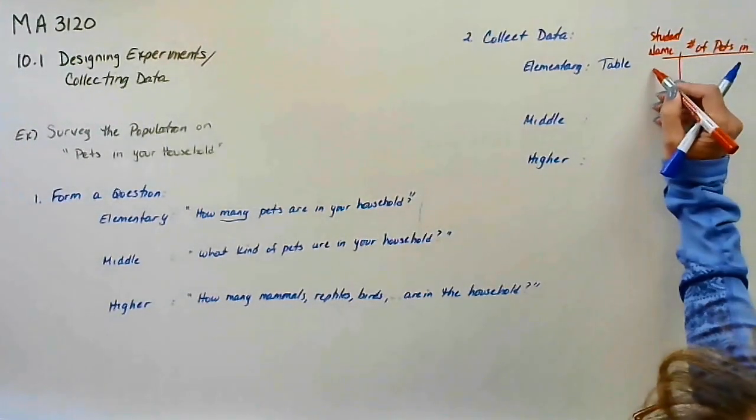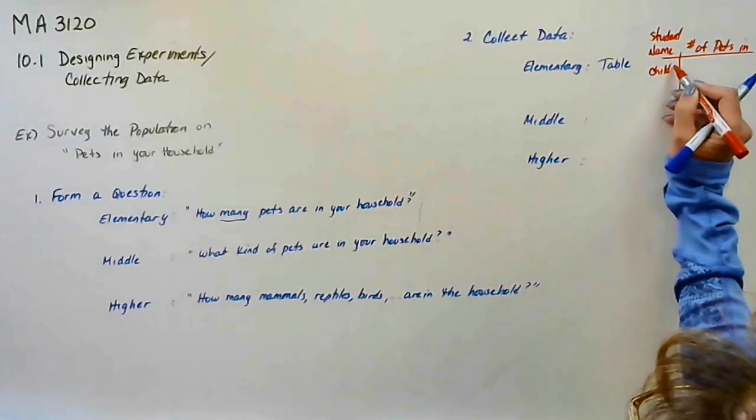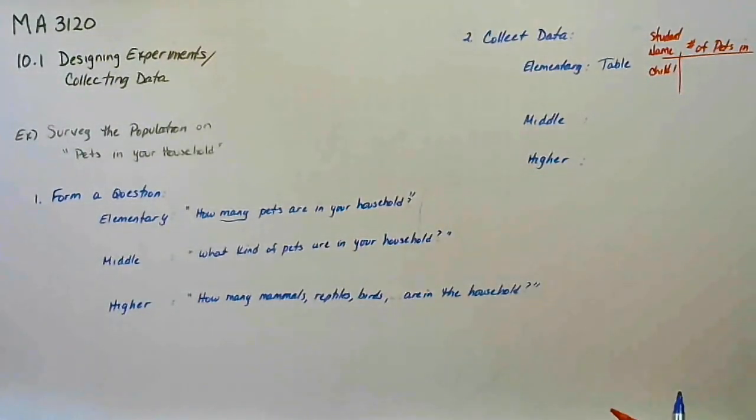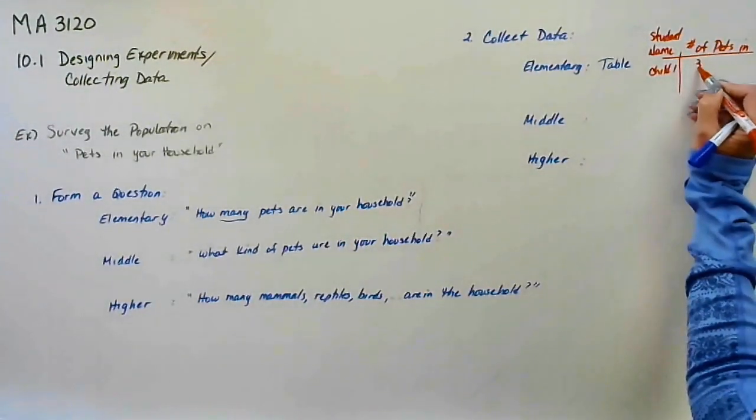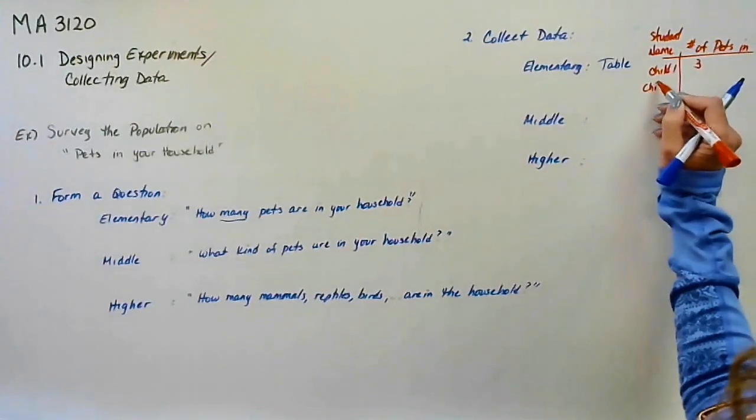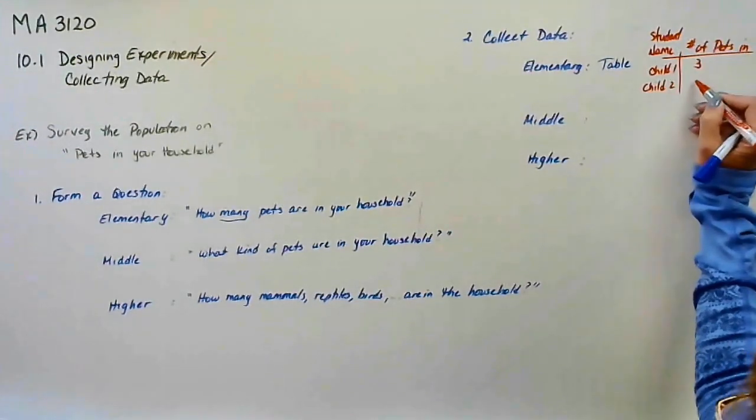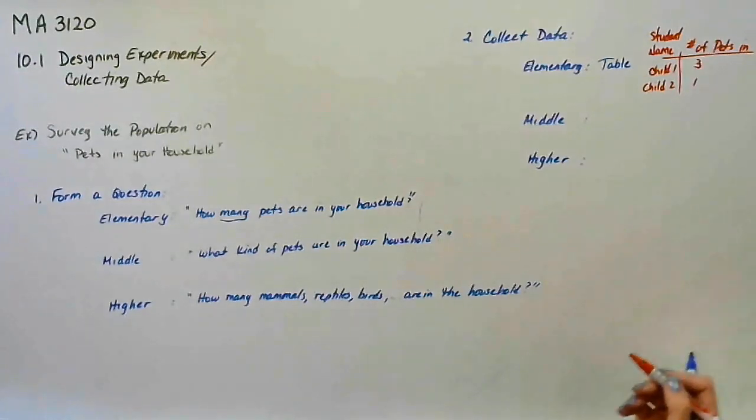So you might go, okay, and you just survey going around the room. Child number 1, how many pets were in your household? Well, we have 3. Child number 2, how many pets are in your household? Oh, we have 1. Child 3, how many are in your household? We have 0, etc. So they're just making a table of values for the number of pets.